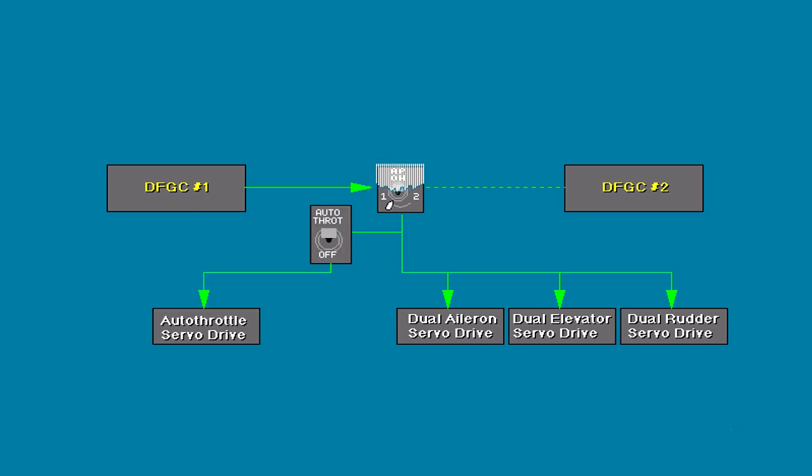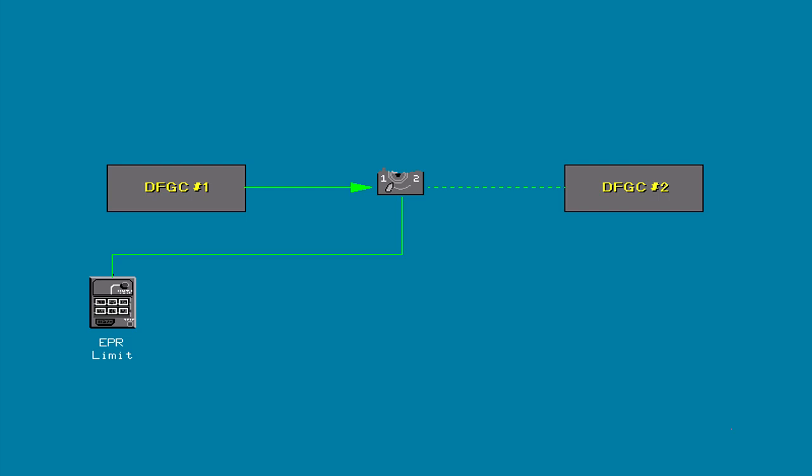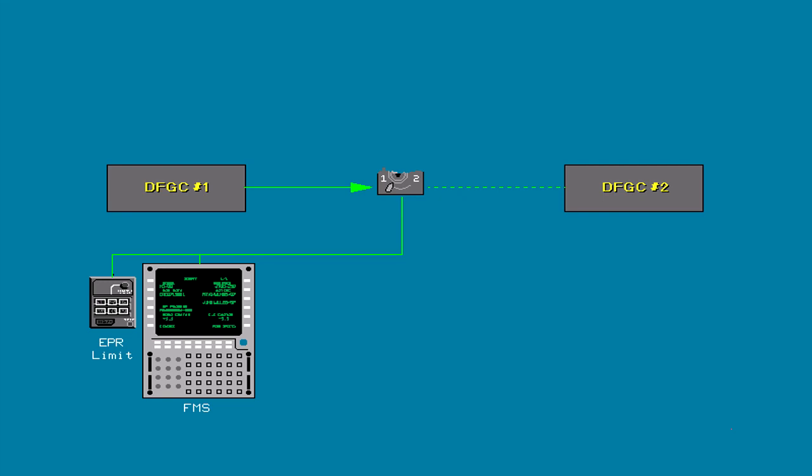When auto-throttle is engaged, the selected flight guidance computer also provides commands to the duplex throttle servo controlling the power levers in order to control aircraft speed, Mach number, and engine thrust. The 1-2 switch also determines which computer is supplying command logic to the EPR select panel, the various EPR settings. To the Flight Management System, FMS, for both performance and navigation functions. The Altitude Alert and Capture System.